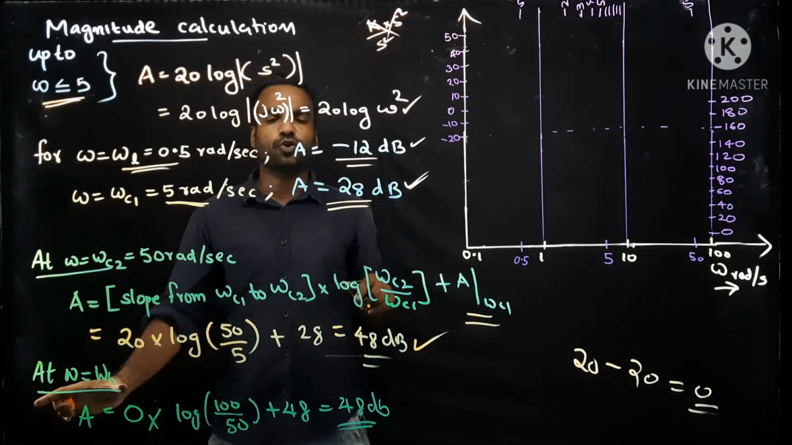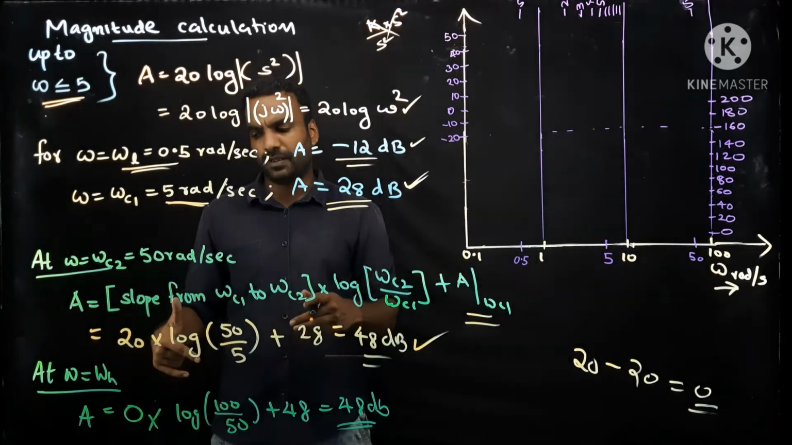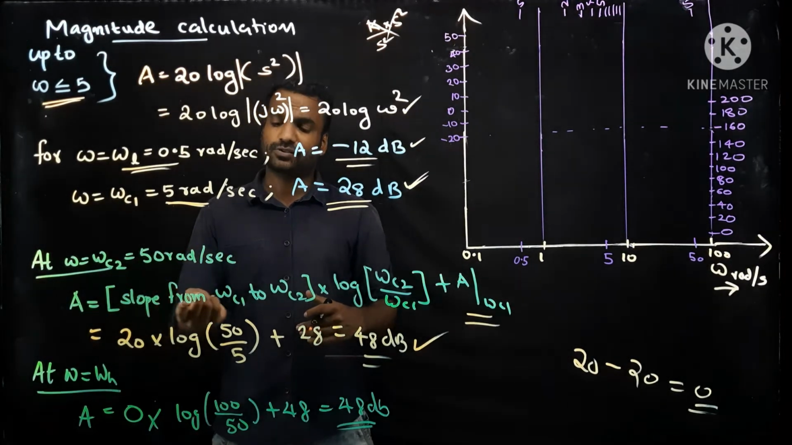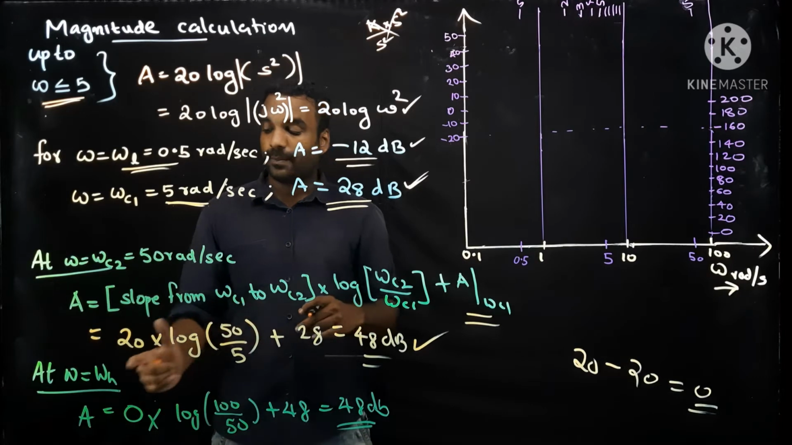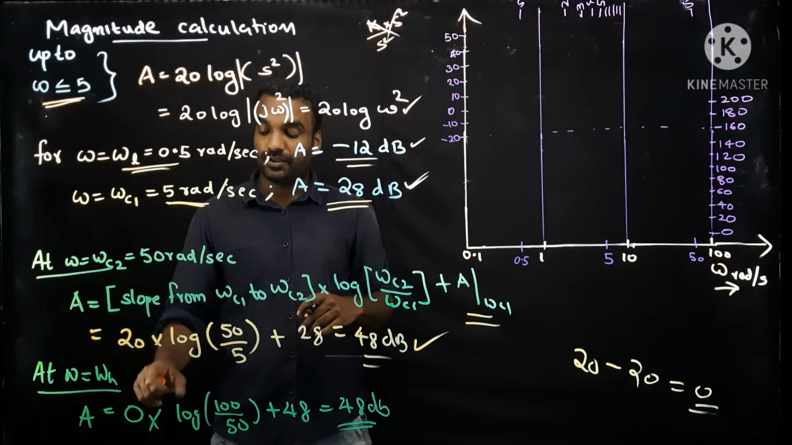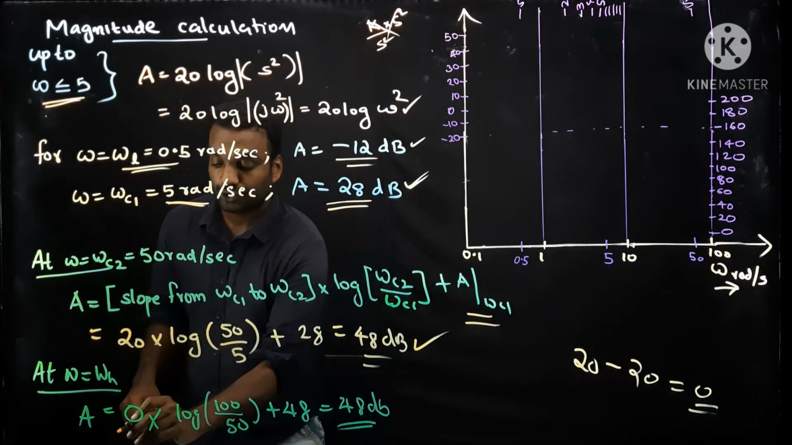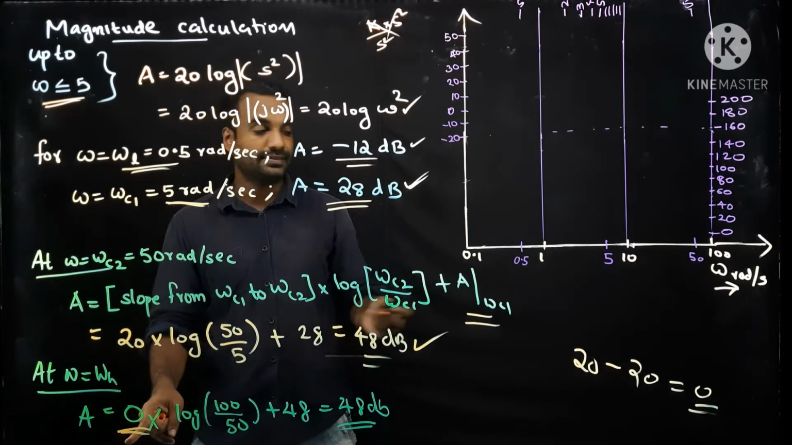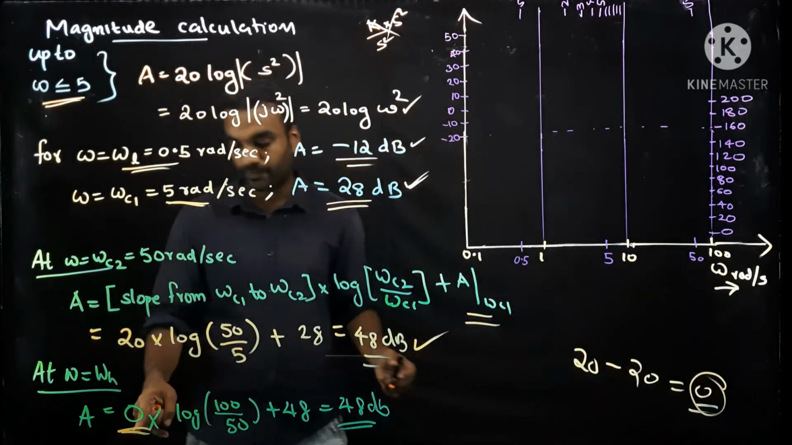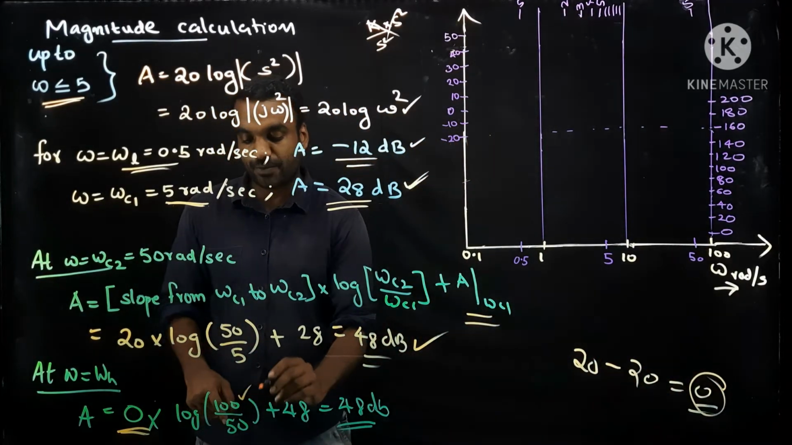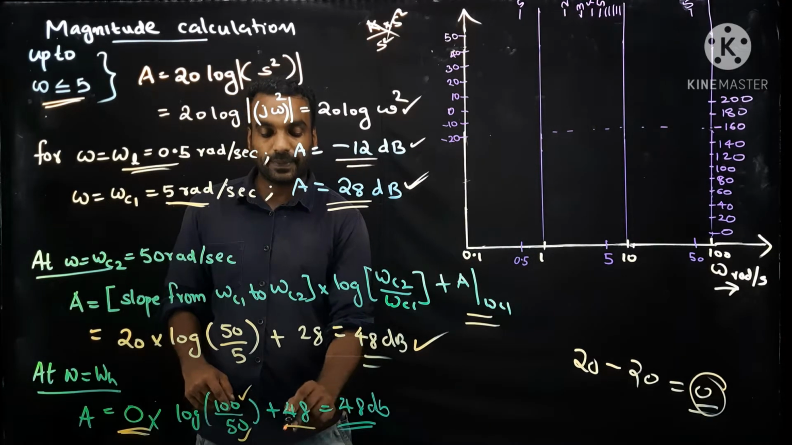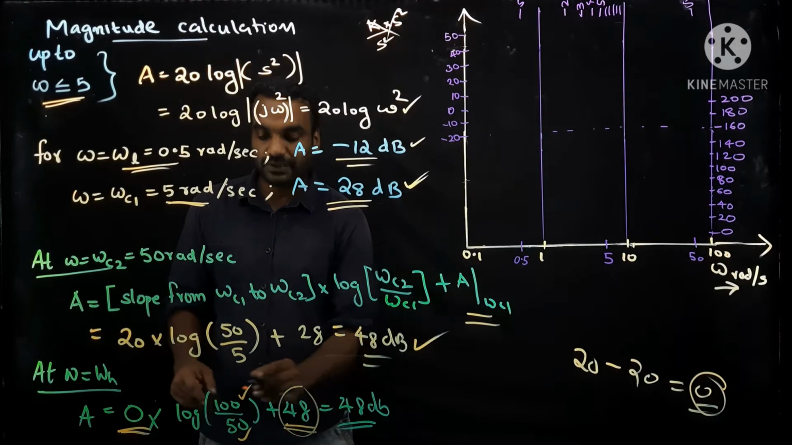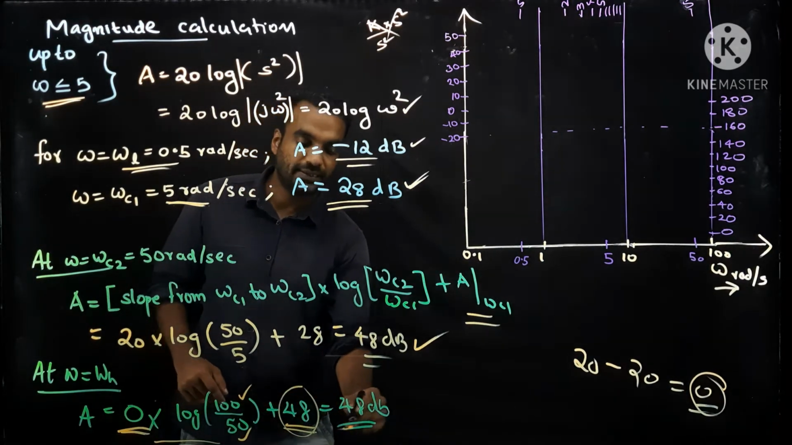Okay, so at omega is equal to omega h, the same equation is applicable. But that was the equation for omega is equal to omega C2, where we considered the slope from omega C1 to omega C2. This is the equation for omega h, so here we have to consider the slope from omega C2 to omega h, that is 0, into log of omega h by omega C2, plus gain at omega C2. So this whole term will become 0, just 48 dB.